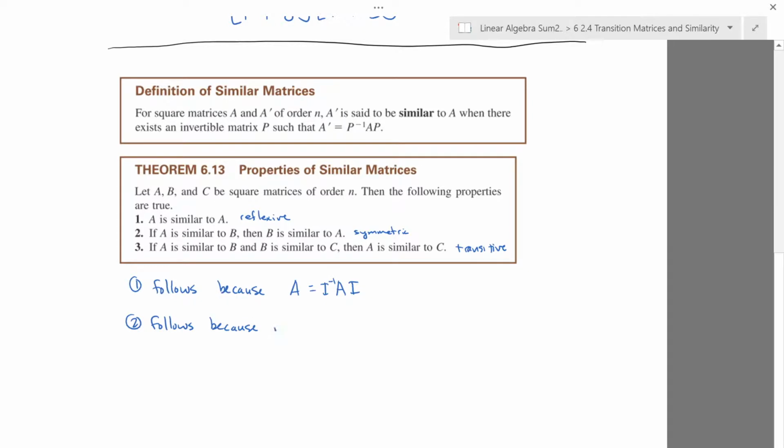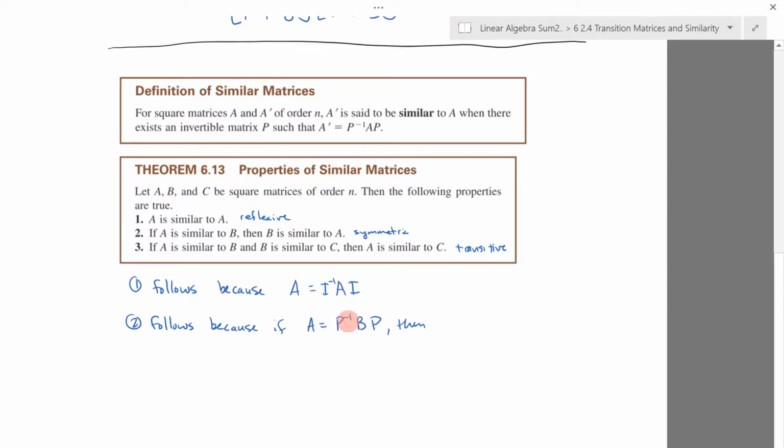because if A is similar to B, then that means that A is equal to P inverse BP. Because if A is similar to B, then we have to have this equation between A and B. Then I can turn around and solve for B in terms of A.